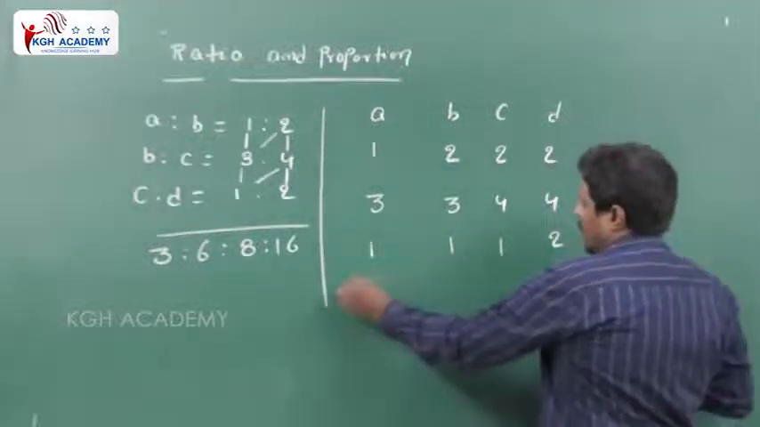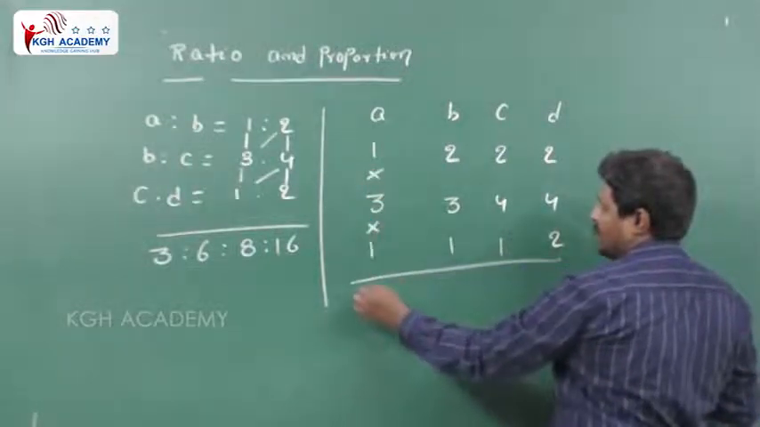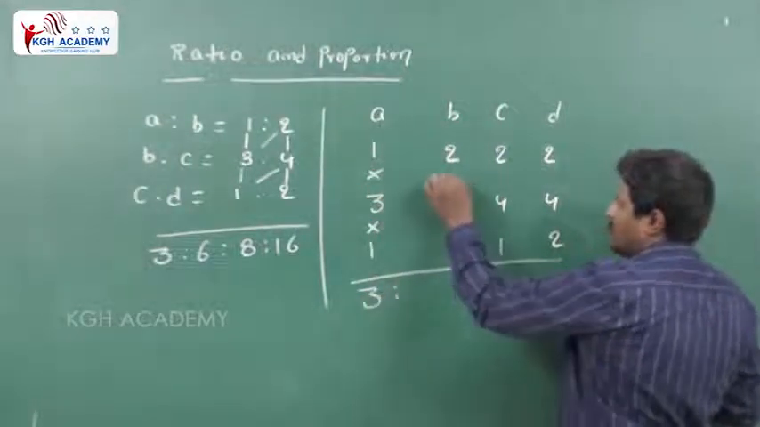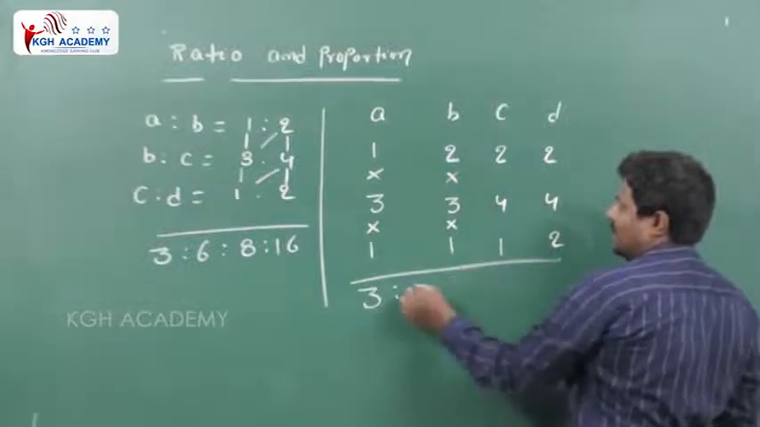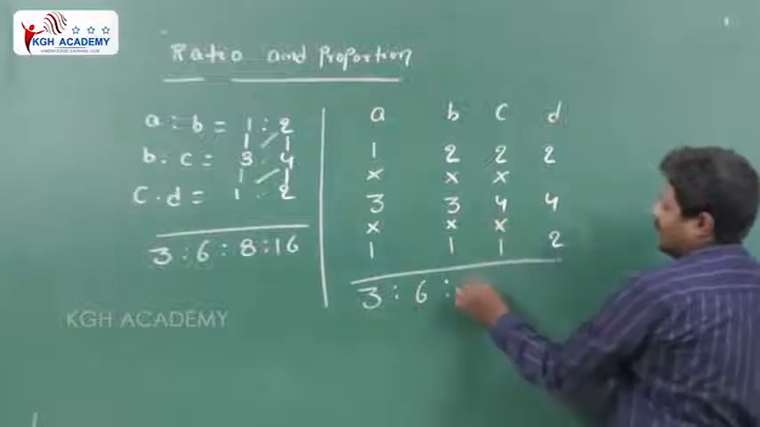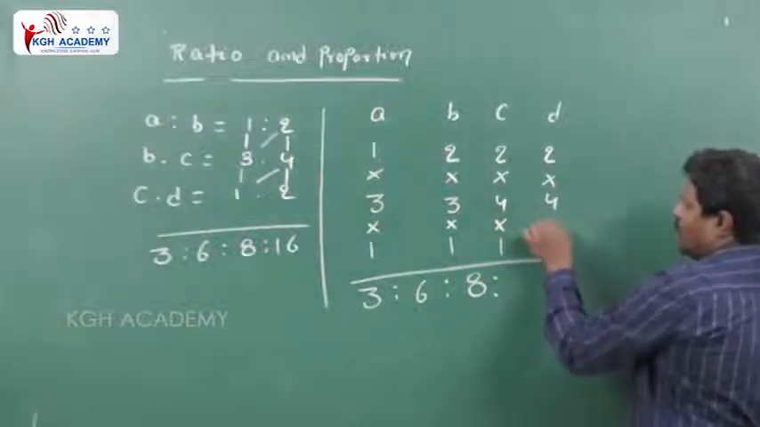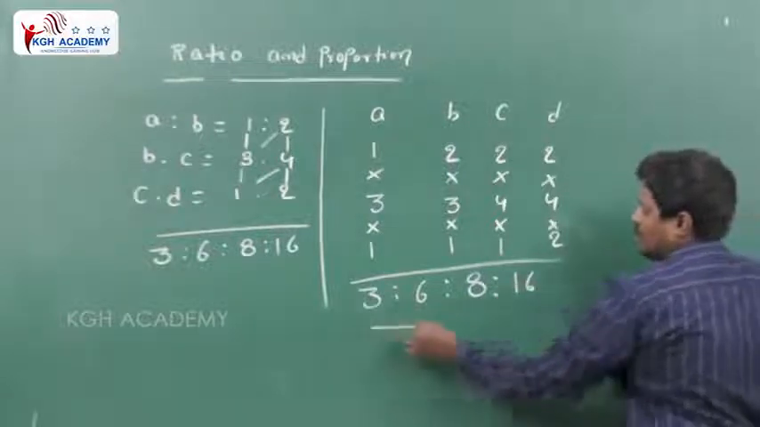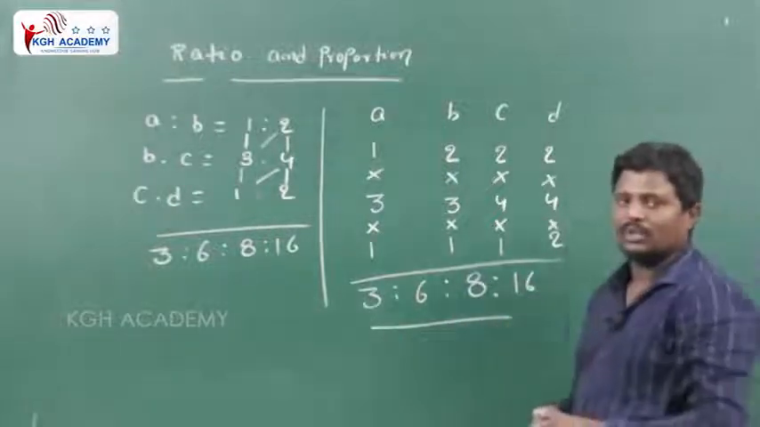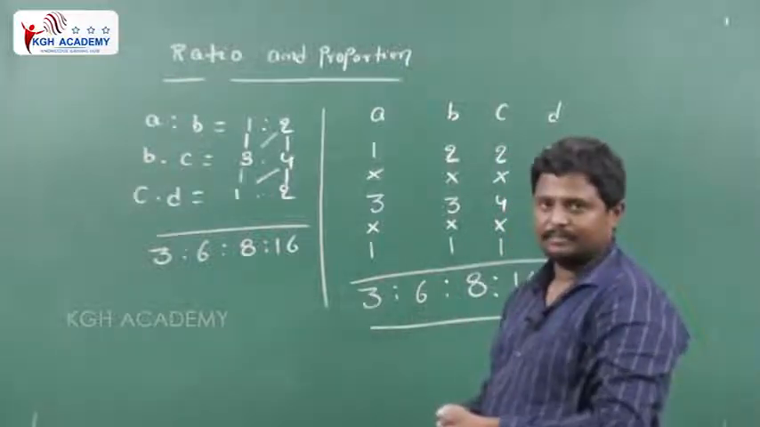When we take the multiplication, it is simple. 1 into 3 into 1 is nothing but 3. 2 into 3 into 1 is nothing but 6. 2 into 4 into 1 is nothing but 8. 2 into 4 into 2 is nothing but 16. So our answer is 3 is to 6 is to 8 is to 16.